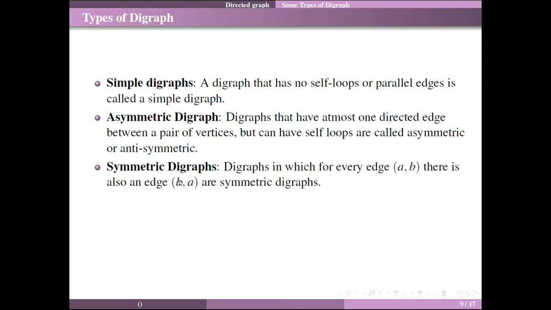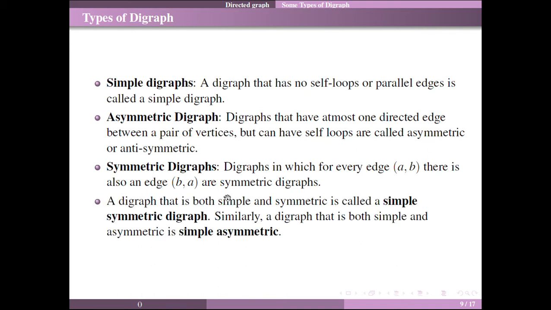A symmetric digraph is a digraph in which for every edge (a, b) there is also an edge (b, a). A digraph that is both simple and symmetric is called a simple symmetric digraph. Similarly, a digraph that is both simple and asymmetric is called a simple asymmetric digraph.